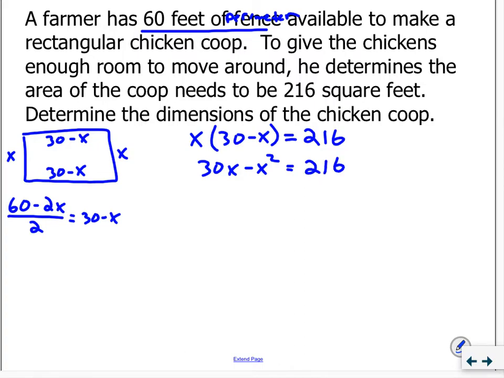Now this looks a lot like something we can complete the square on, except for one thing: I have a negative x squared. So I'm going to divide everything by negative 1 to make it a positive x squared. When I divide everything by negative 1, I get a positive x squared, a negative 30x, and a negative 216.